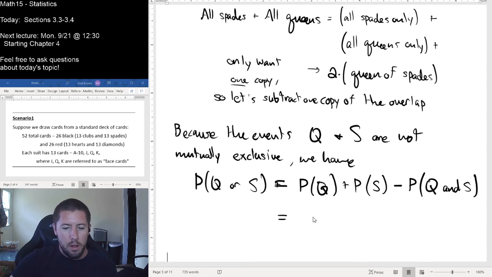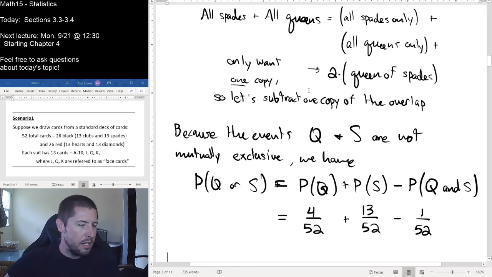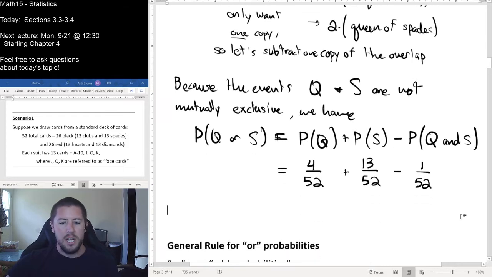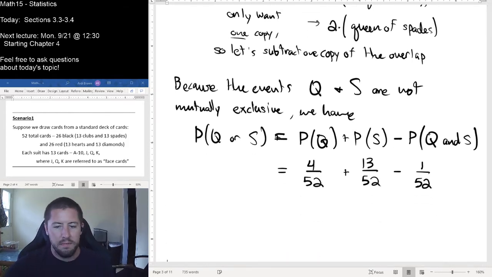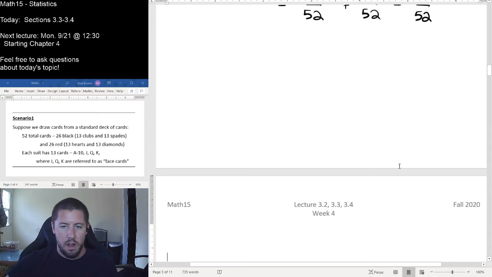The probability that we pull a queen is 4 out of 52 queens in the deck. The probability that we pull a spade is 13 out of 52 spades in the deck. But this counting has the queen of spades, and this counting has the queen of spades, so we've double counted the queen of spades. So let's remove 1 copy of the probability of getting the queen of spades from this computation, to make sure that we only count each card as having one unit of probability, 1/52nd of a chance of being drawn. All right.